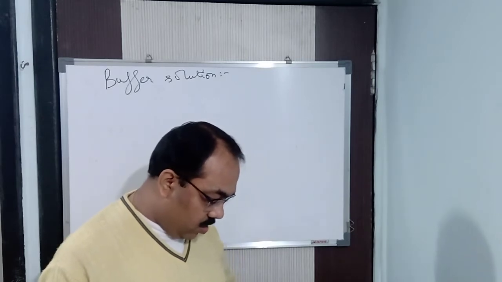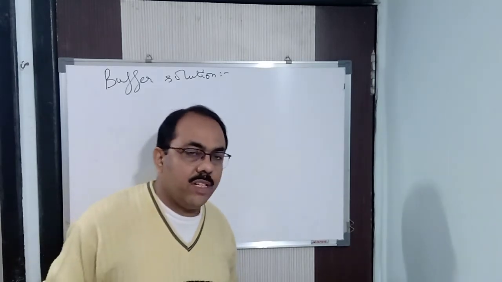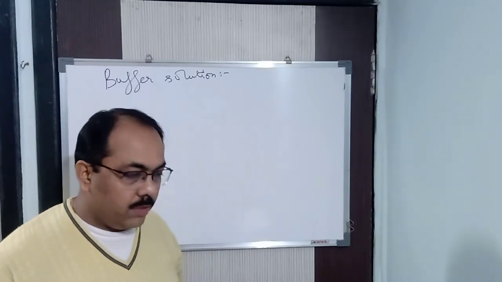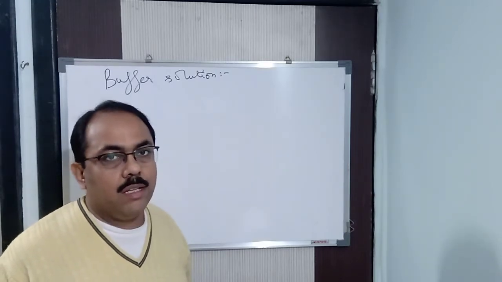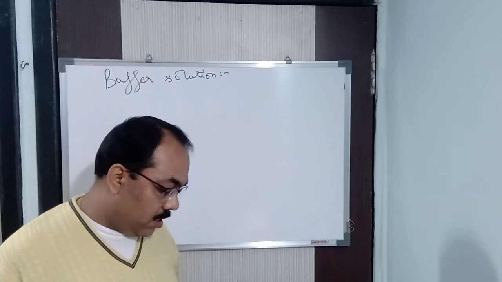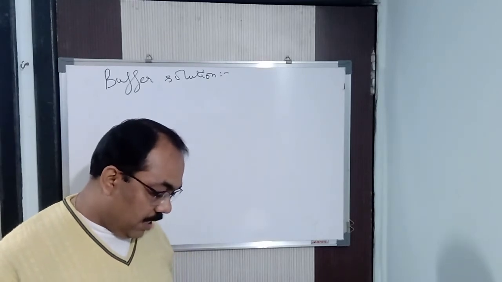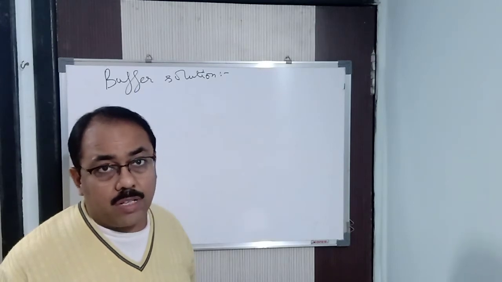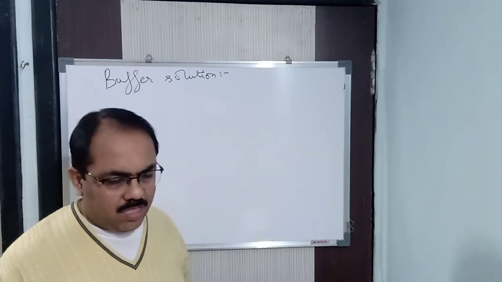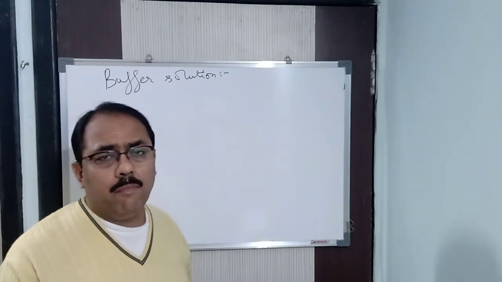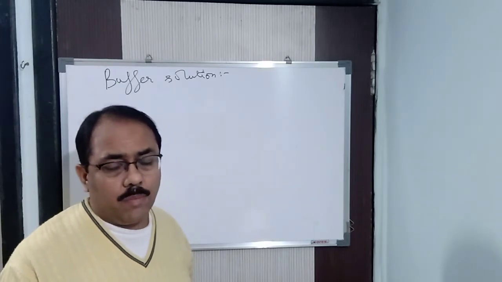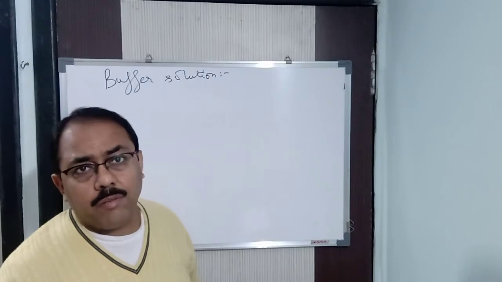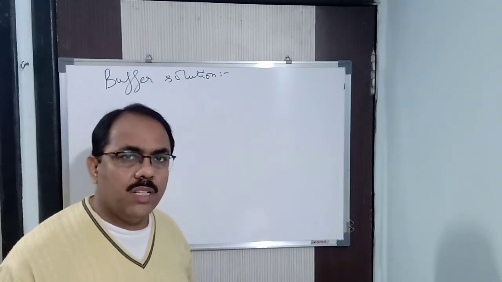A buffer solution is a solution which resists any change in its pH, that is, whose pH remains practically constant. The pH value does not change, it remains practically constant, or if at all it changes, it is a minute change. Suppose the pH is 7.3, you get 7.31 or 7.32, that's quite a negligible change, we can say that.